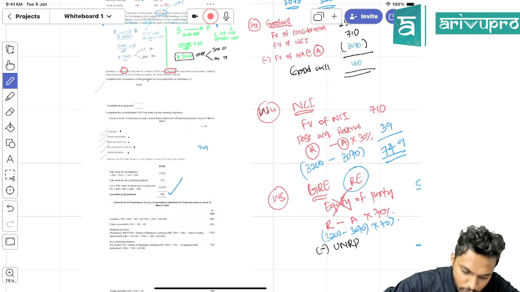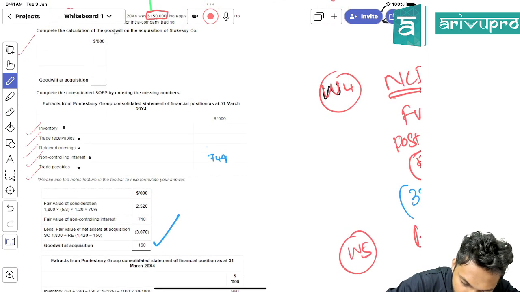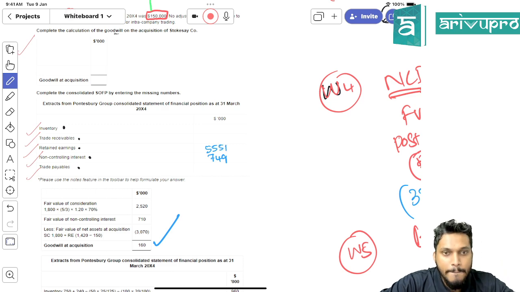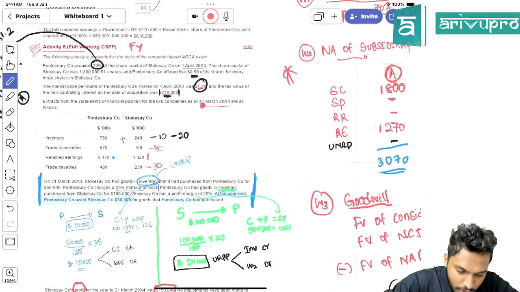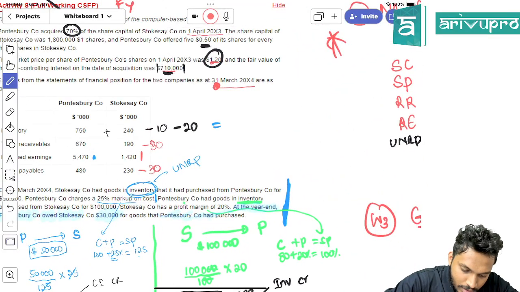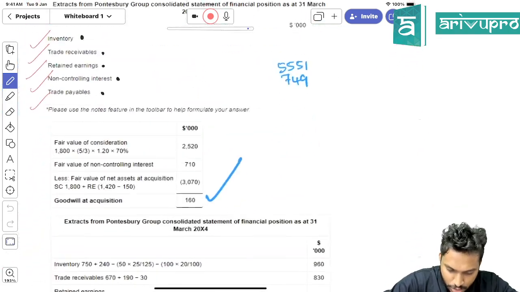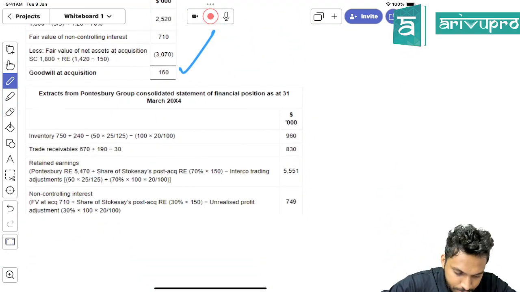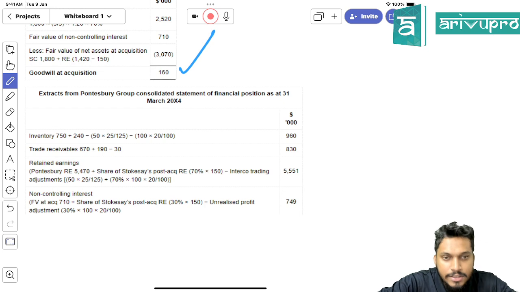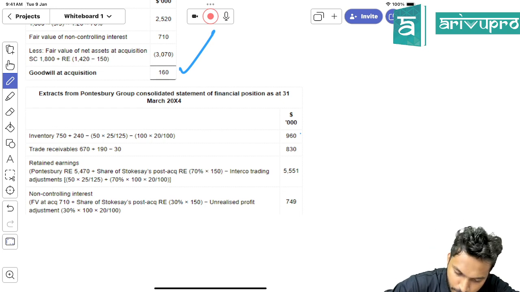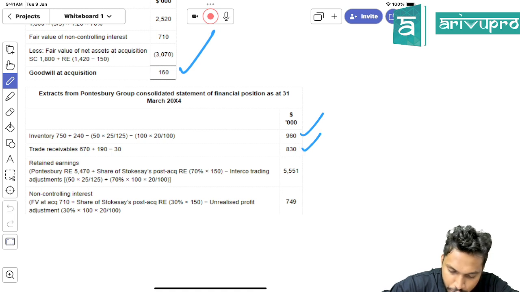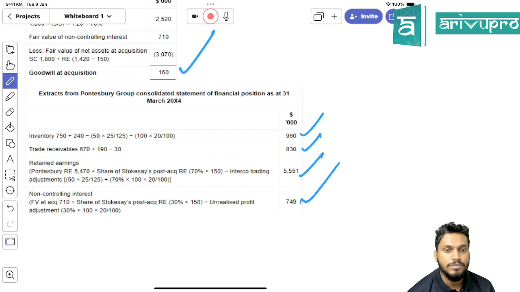5,551. So your retained earnings, this is your group retained earnings, needs to be 5,551. And then when you adjust your inventory, 750 plus 240 minus 10 minus 20, you should get 960. Are you getting 960? Receivables you should get 830. We got this. Did you understand that? Does it make sense?